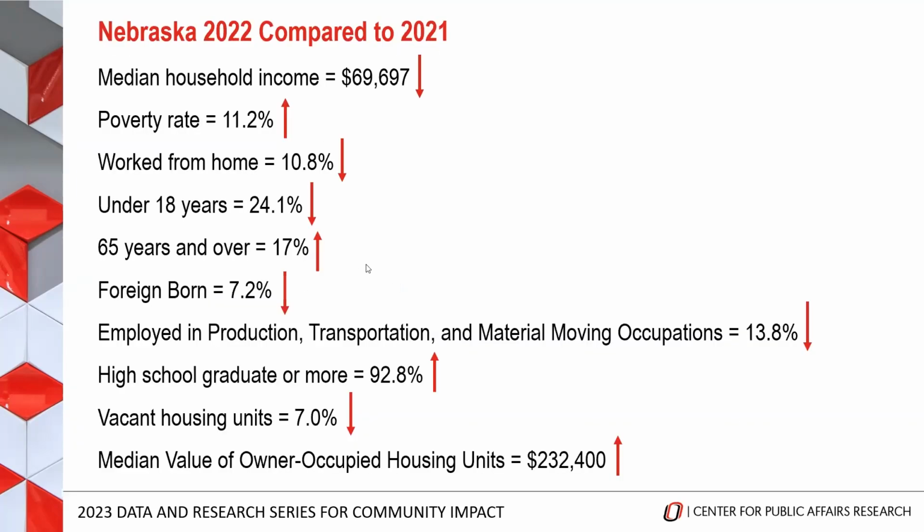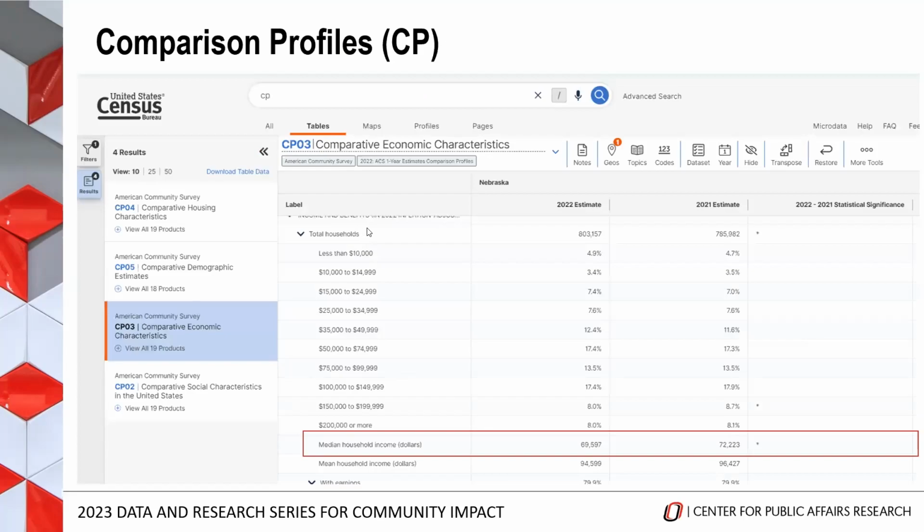The way I went about this was looking at this comparison profiles table. Just like the DP tables I mentioned, the CP tables compare 2022 to 2021, and they tell you if things are statistically significant. Are they different at a statistical level, right? They don't say why they're different, or how they're different. It doesn't even tell you if it's up or down. You have to make that judgment yourself, but it does tell you if it's different.